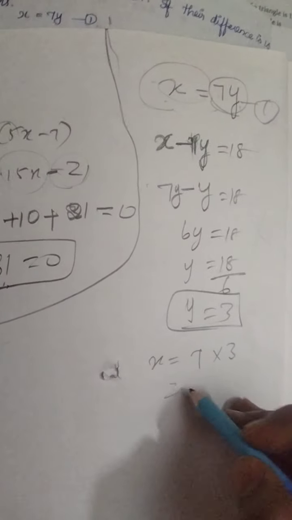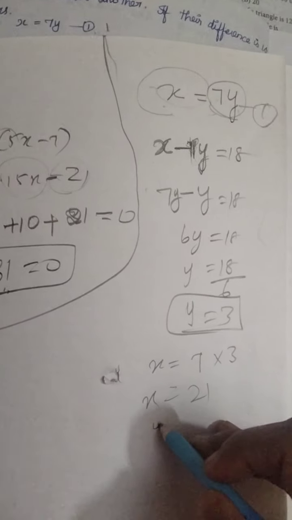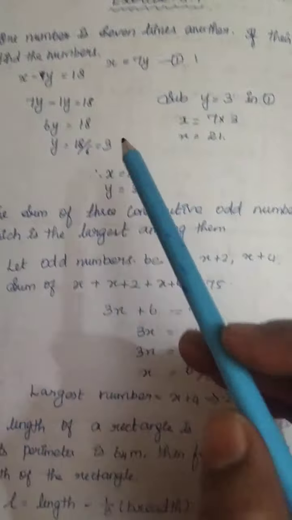Then 7 into 3, what is the answer? X is equal to 21 and y is equal to 3. You have to write like that according to the sums. Clear? So I have written it here itself.